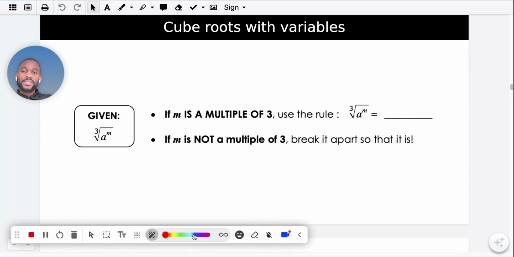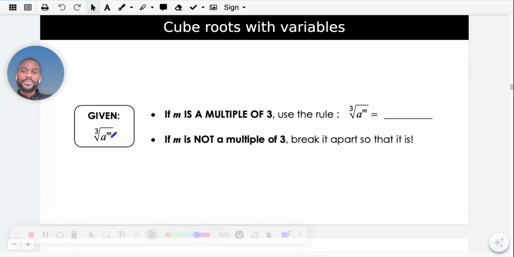If you're asked to find the cube root of, let's say, a to the exponent m, all you have to do is think about this m. Is it divisible by 3? Why 3? Because cube is 3. Square is 2, right? So this is cube, so it's 3. Is it divisible by 3? If it is, all you have to do is just get your a and then m divided by 3.